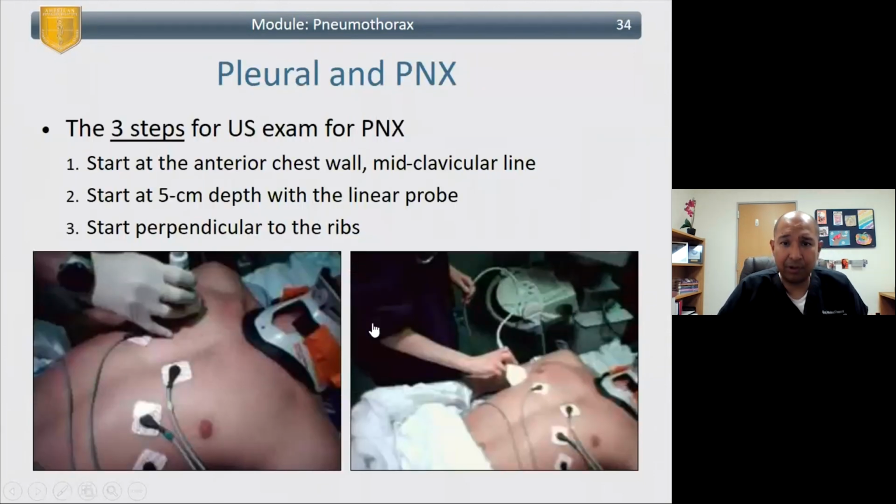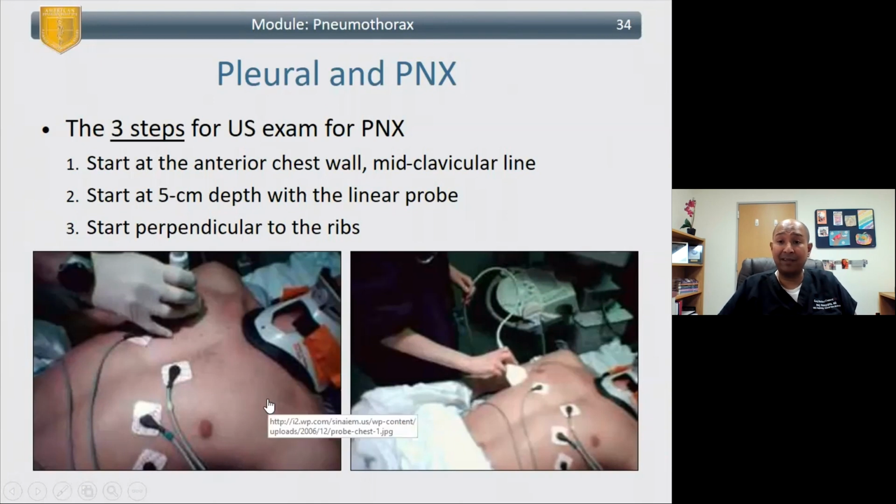So when we talk about pleura and pneumothorax, what are going to be some of the 3 steps to evaluate that pleura, using the ultrasound for pneumothorax? Most of my patients are going to be laying flat because they're going to be in the medical ICU. They're going to be on the vent. They're not doing well. But of course, in a perfect world, I want them to be sitting up, whether I'm doing a thoracentesis or evaluating for pleural fluid.